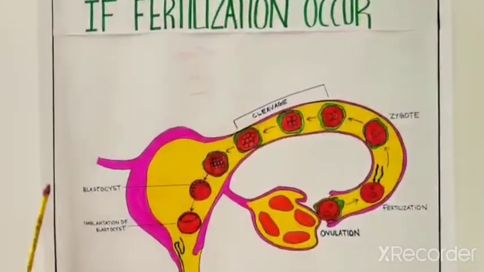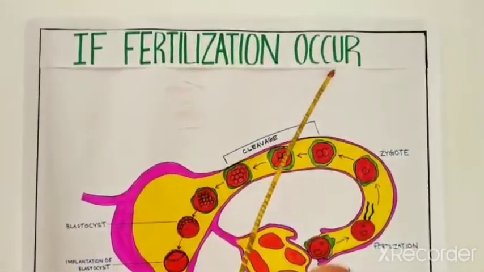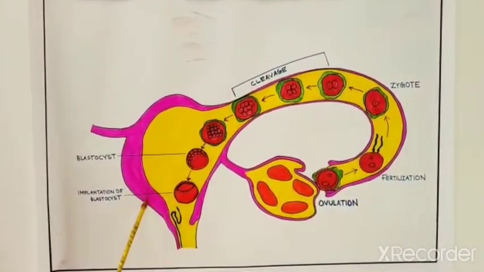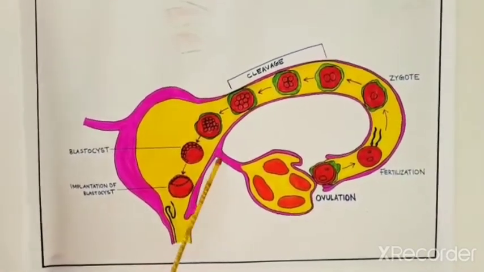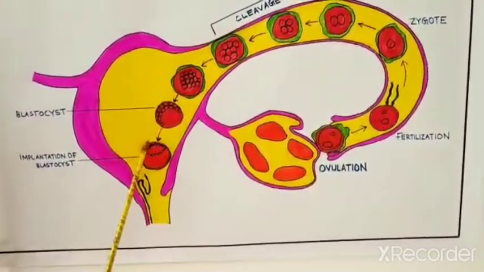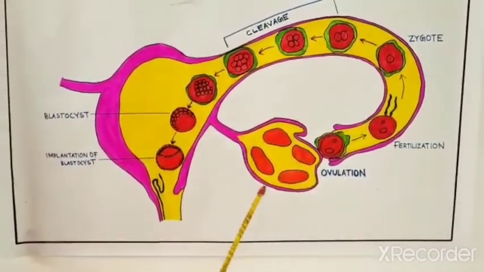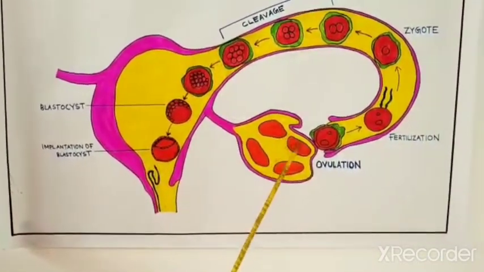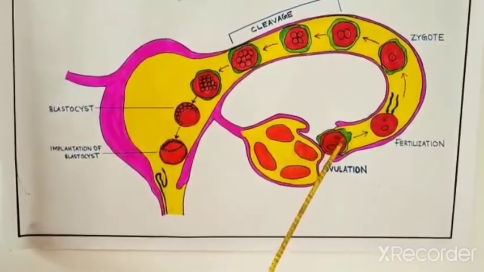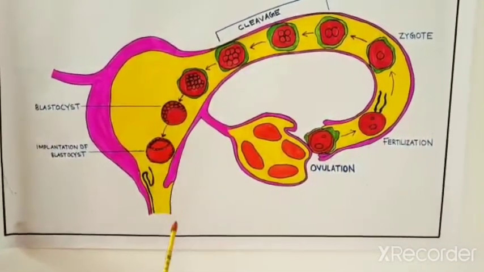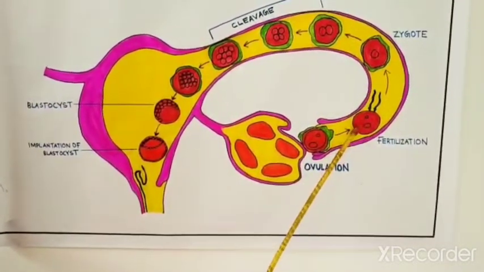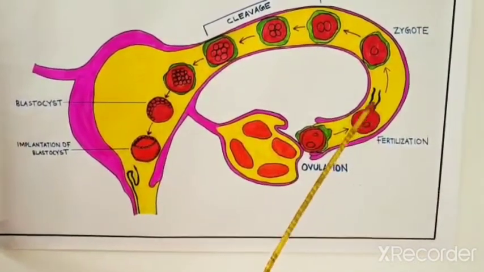So, here is the chart, that is, if fertilization occurs. This is the half part of the female reproductive system. Here we can see the ovary, the fallopian tube, the uterus, etc. The ovary is producing the ovum. During that period is called ovulation. Producing the ovum, and at that time the sperm will enter through this fallopian tube and fuse here with the female.